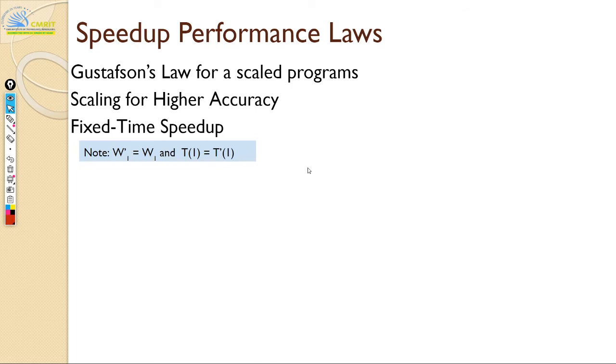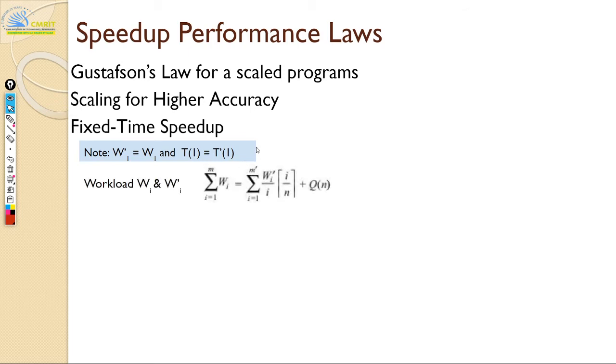Now assume that w dash is your new workload computation. Obviously your computation is going to go up, correct? So you would represent it by w dash. So w1 dash is the same as your w1, which means when you have a uniprocessor system, it really does not matter, right? So w1 and w1 dash are going to be the same. And similarly the time it takes is also going to be the same. T1 and t dash of 1 are going to be the same.